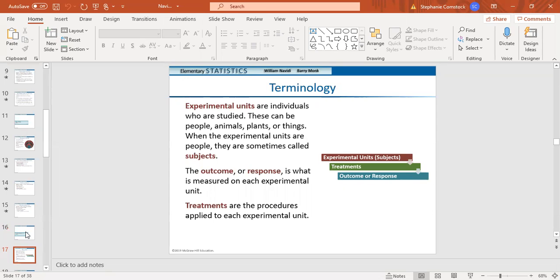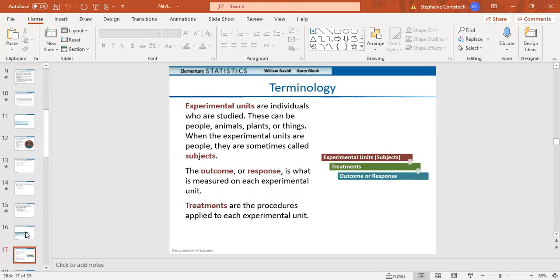Now, one of the things we're looking at is the outcome or the response, and this is what's going to be measured. Oftentimes you think of this as having an input, which is things like treatments, which we'll talk about in a second, and then you have your outputs, which are like your Y values. So it's your response. The treatments are the procedures that are being applied.